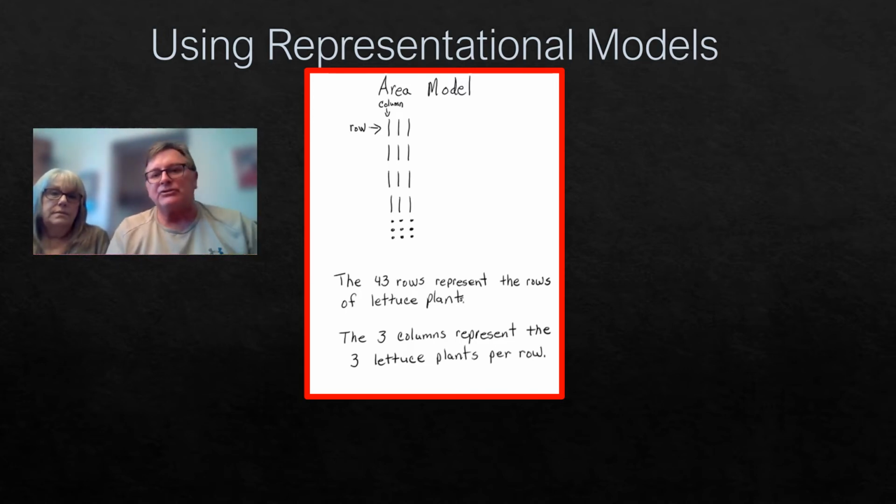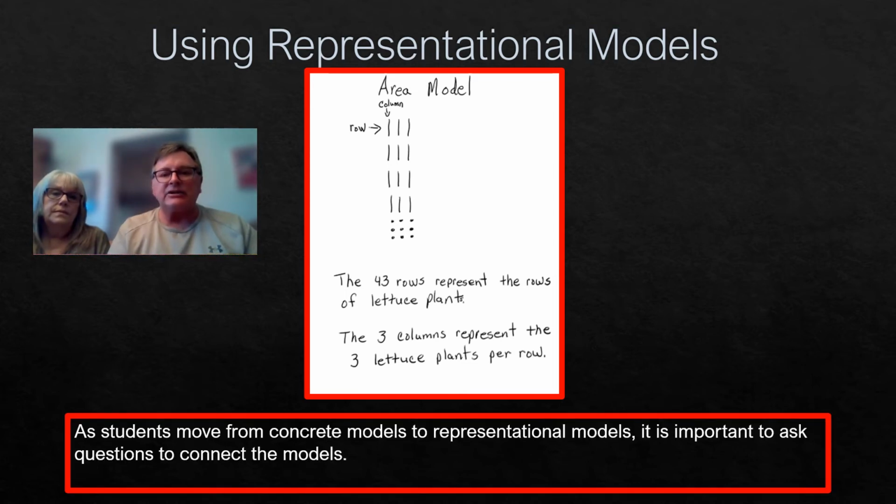And you see that language there, those two sentences. That's important language for students to be able to verbalize by asking a question. Well, what do the rows represent? What do the columns represent? And again, asking questions to connect the models.